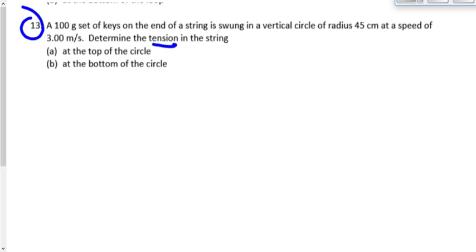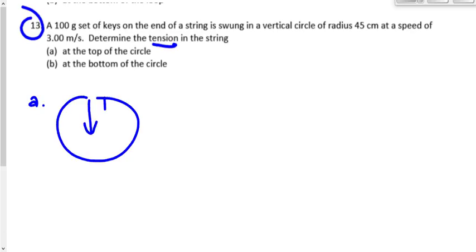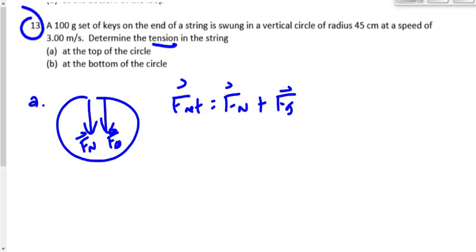All right, so when we do this, let's say question A, we draw a free body diagram of the object, the keys at the top of the circle. This is going to be Fn, this is going to be Fg. We're going to say F net is equal to the sum of those forces, Fn plus Fg. And then mv squared over r is equal to Fn plus Fg, Fn plus m times g. Let's sub in some numbers.